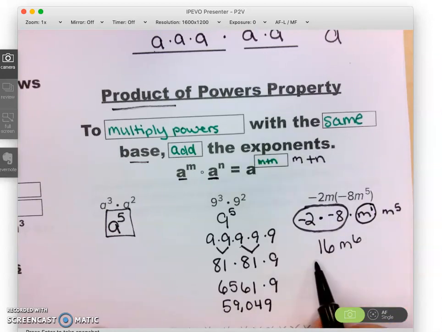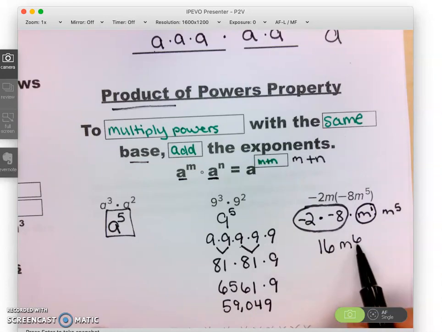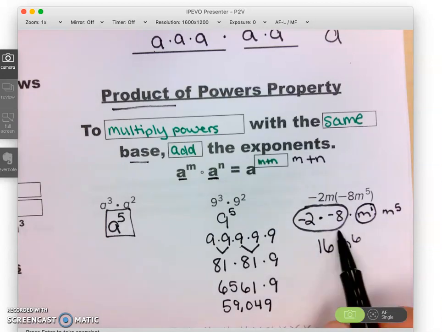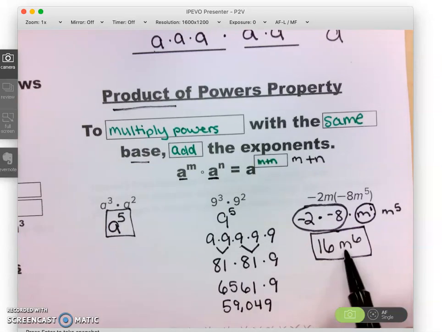Okay, I cannot do anything else. This m is being raised to the 6th power. There are no other operations of multiplying, dividing, adding, or subtracting that I can do, so that's all I can do there. What I'm left with is 16m to the 6th power. This should look more like an exponent.